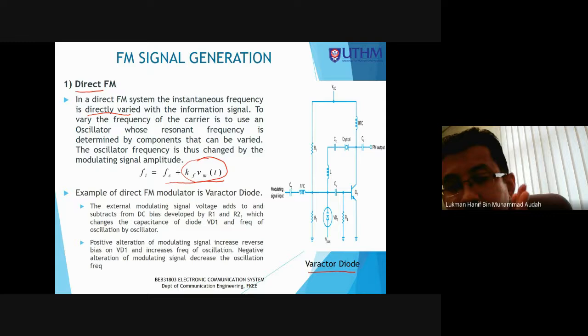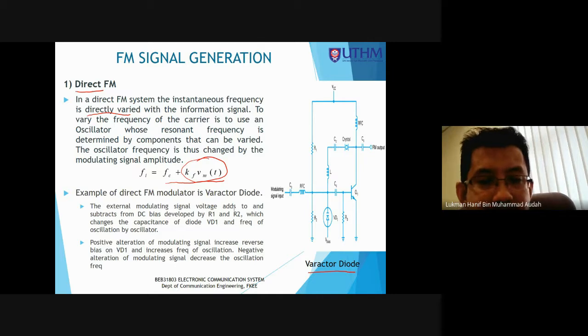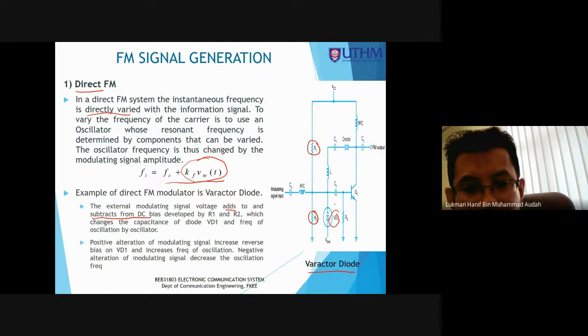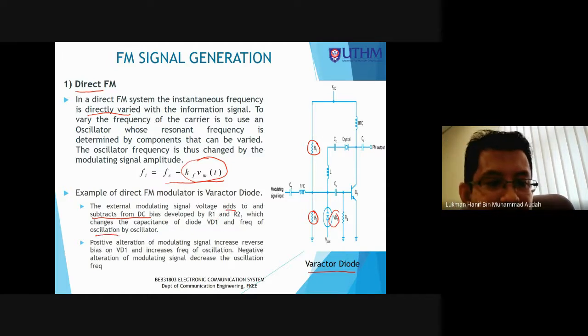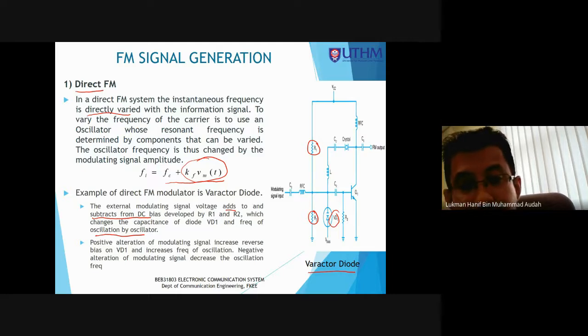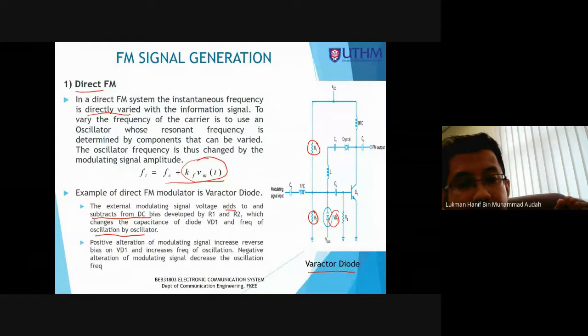Okay, kalau nak baca yang lain perlu tengok buku. So the external modulating signal voltage adds to and subtracts from the DC bias developed by the R1 and R2, which is this one. Okay, which change the capacitance of VD1, okay, and frequency of the oscillation by the oscillator. So perubahan amplitud daripada input ini, okay, akan mengakibatkan perubahan frekuensi. Okay, akan mengakibatkan perubahan frekuensi pada output.